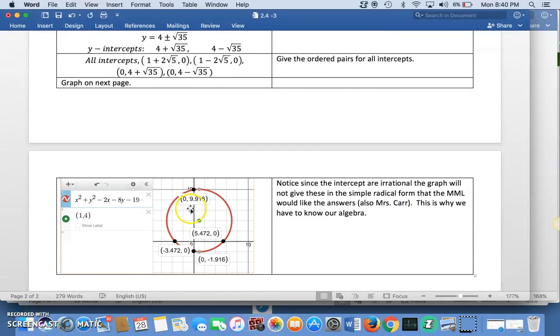This is your graph. Notice that it does not come out with the radicals, but your MyMathLab, and Ms. Carr also likes it, for the intercepts to be in this radical form. Simple radical form is the way we like to leave a lot of things in mathematics. So you have to understand those radicals and how to break them down into their simple radical form. You can't just grab it off of the graph like we can for a lot of things.